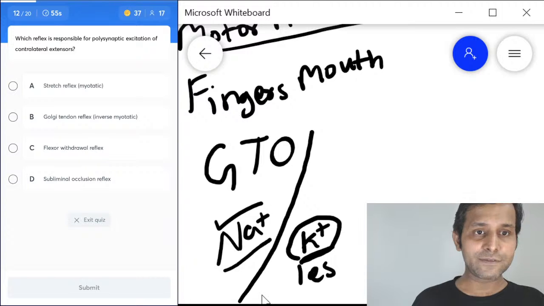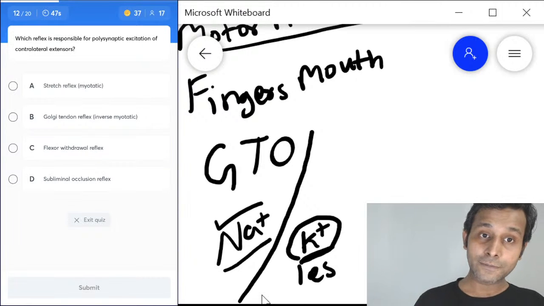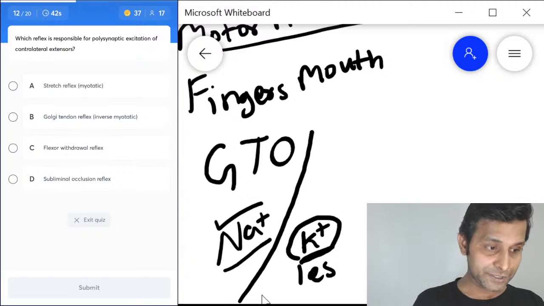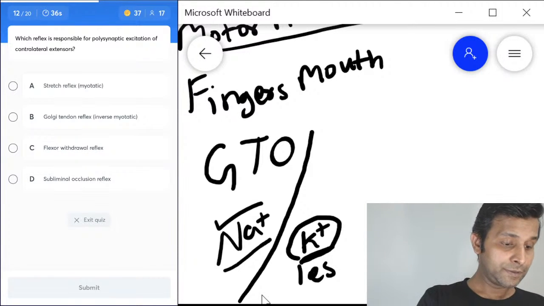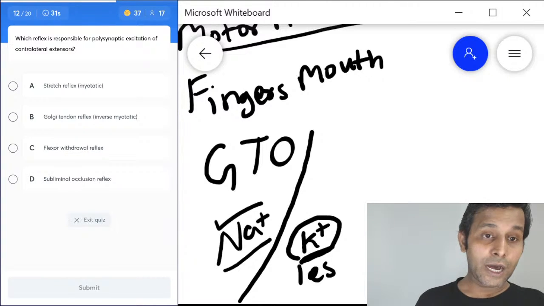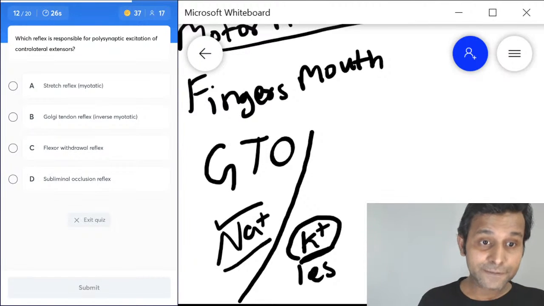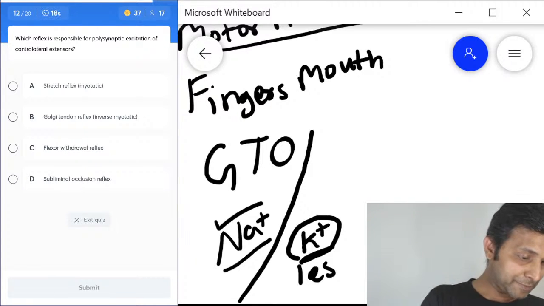Which reflex is responsible for polysynaptic excitation of contralateral extensor? It means that there is something to do with posture reflex. The options are stretch reflex, that is myotactic, Golgi tendon reflex, flexure withdrawal reflex, or subliminal occlusion reflex. What do you think is the best possible answer here?